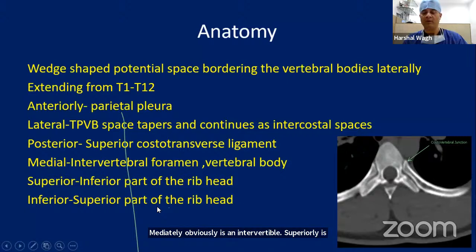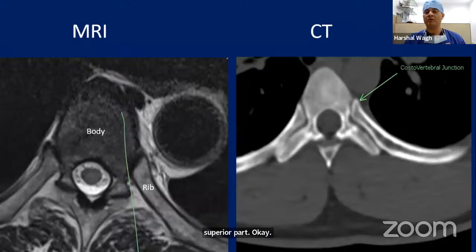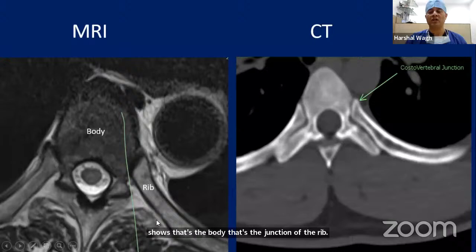Okay, now this is the MRI picture on the left, which shows that's the body, that's the junction of the rib and the transverse process. The same is with the CT. So that's your costotransverse junction. Now, I've taken an MRI picture, which is the next one.